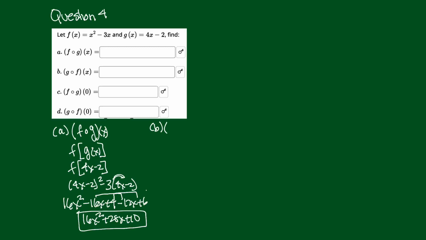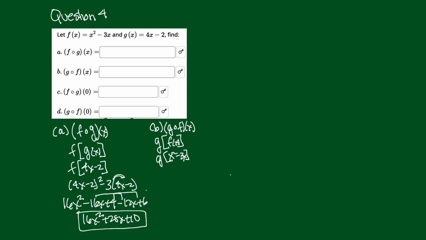Part B, now turn it around. Let's do g of f of x. Get that expression. So translate it. G of f of x. G of, now f of x. What is f of x? Follow it up here. Where's f of x? Right there. X squared minus 3x. All right, so we're going to put in x squared minus 3x.